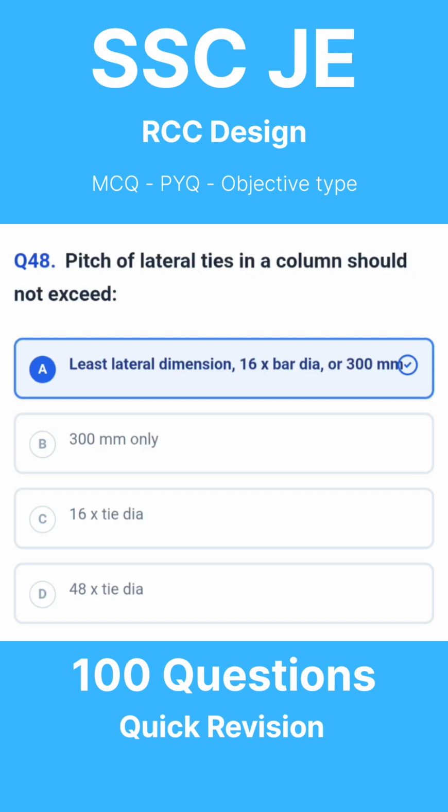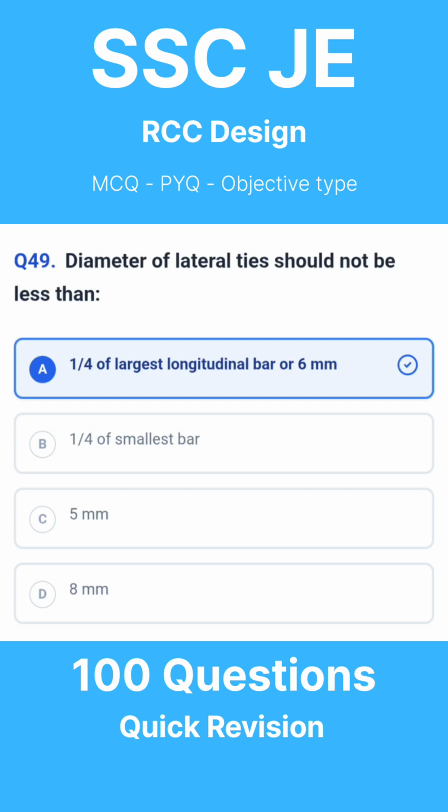Question 48. Pitch of lateral ties in a column should not exceed. The correct answer is least lateral dimension, 16 times bar diameter, or 300 mm. Question 49. Diameter of lateral ties should not be less than. The correct answer is 1 divided by 4 of largest longitudinal bar or 6 mm.